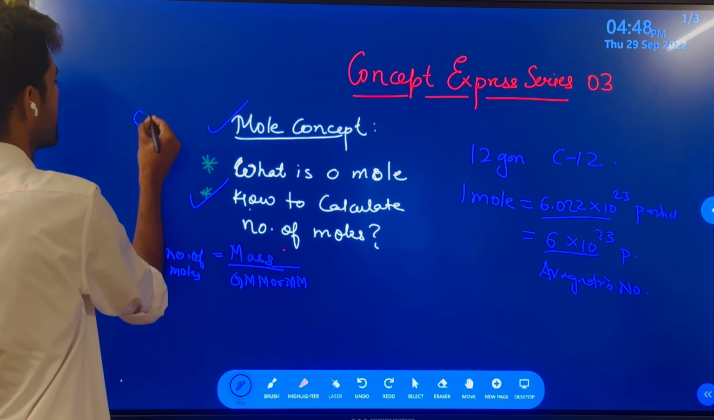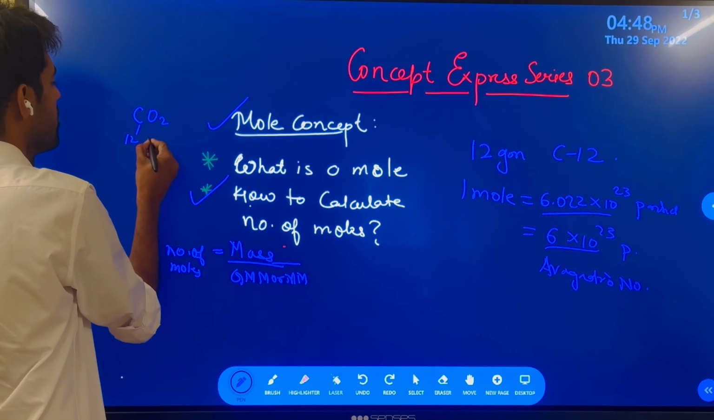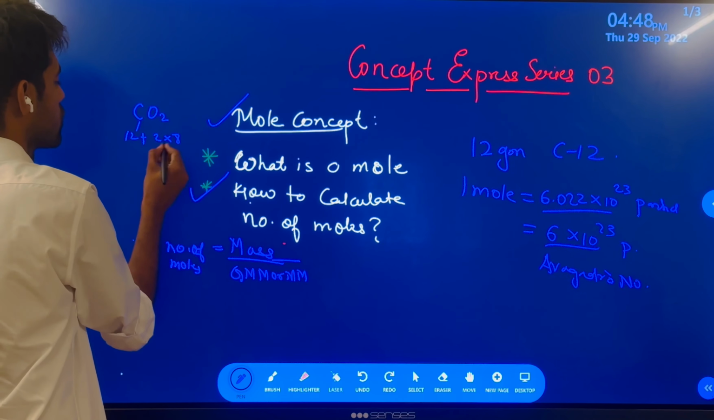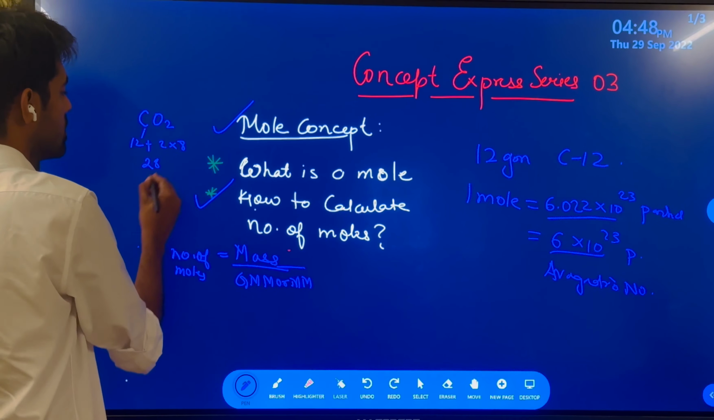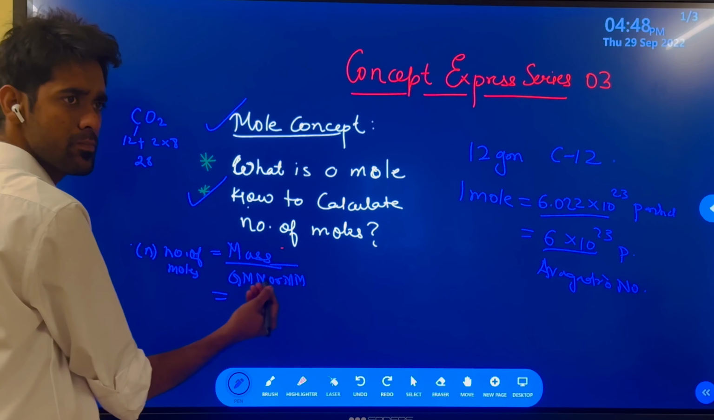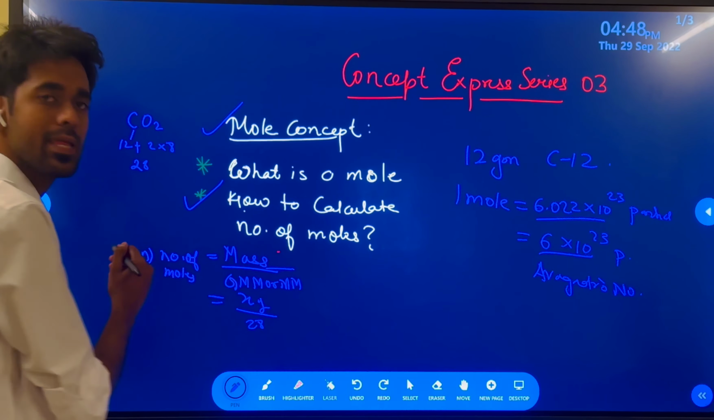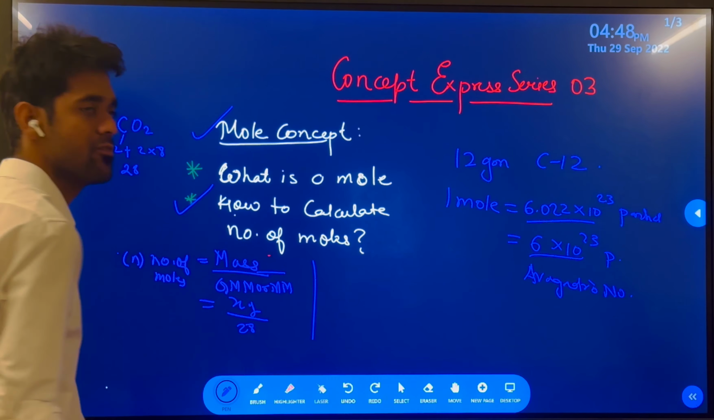Let's suppose I say CO2, what is the molar mass for this? 12 plus 2 into 8, so this is 28. So what am I going to do over here? If they have asked me, let's say, x kg, I am going to divide it by 28, and this will give me the exact number of moles. This is when they give you mass.